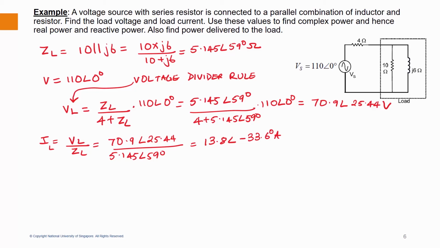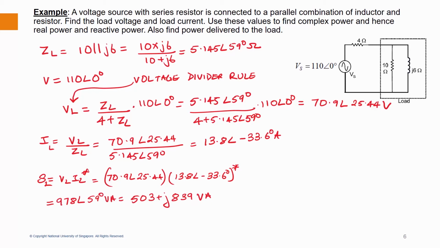The complex power is given as S is equal to VL into I conjugate. This gives us a value of 978 at an angle of 59 degrees volt amperes, or 503 plus j839 volt amperes. Here 503 is the real power in watts, while 839 is the reactive power in volt ampere reactive.